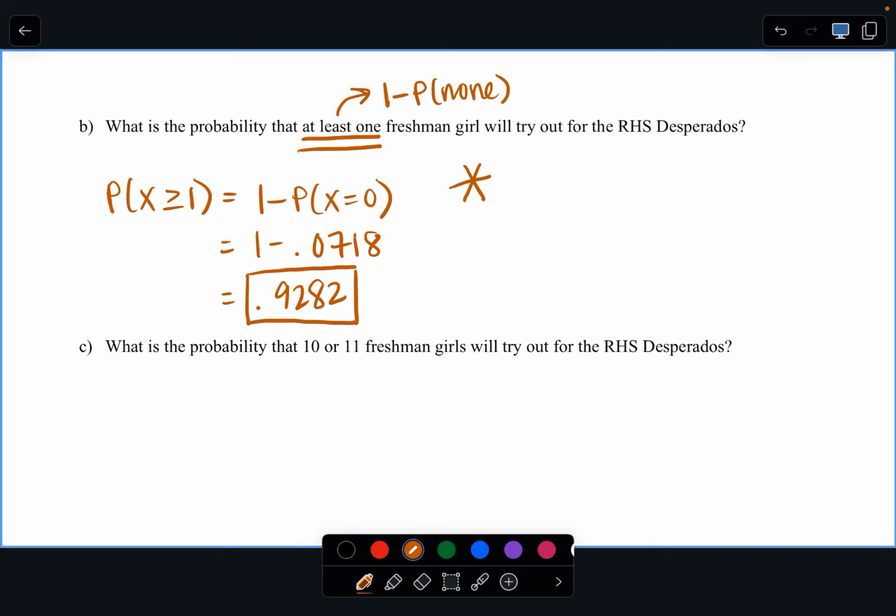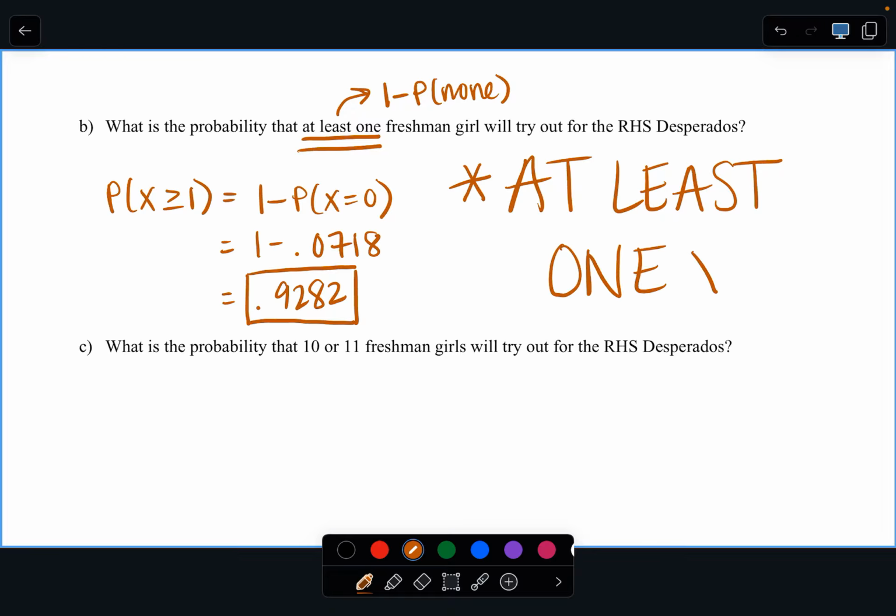And what I'm going to have you do is write really big, because you will probably reference this at some point between now and your test. Write really big, at least 1. So if you have to go back and figure out how to do this, this is a really good example of trying to tackle a problem like that. Going in and finding 1 minus the probability of none.